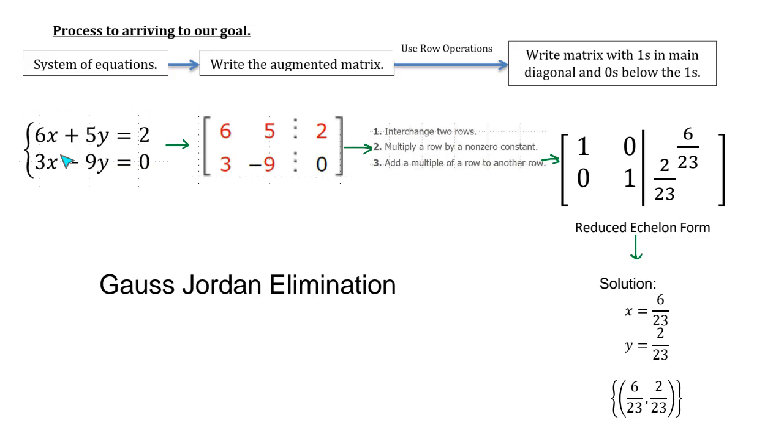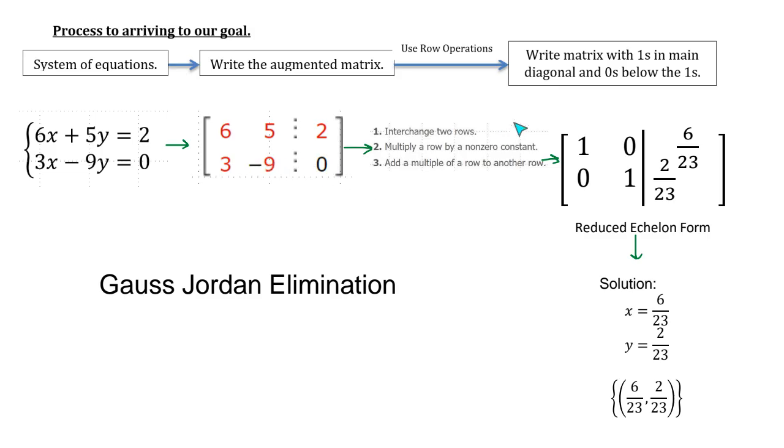Okay. So in chapter 8, you're going to take your system, and the first thing you want to do is write the augmented matrix. Again, the augmented matrix is made up of the coefficients and the constants. So this system becomes 6, 5, and 2. And then we have 3, -9, and 0.